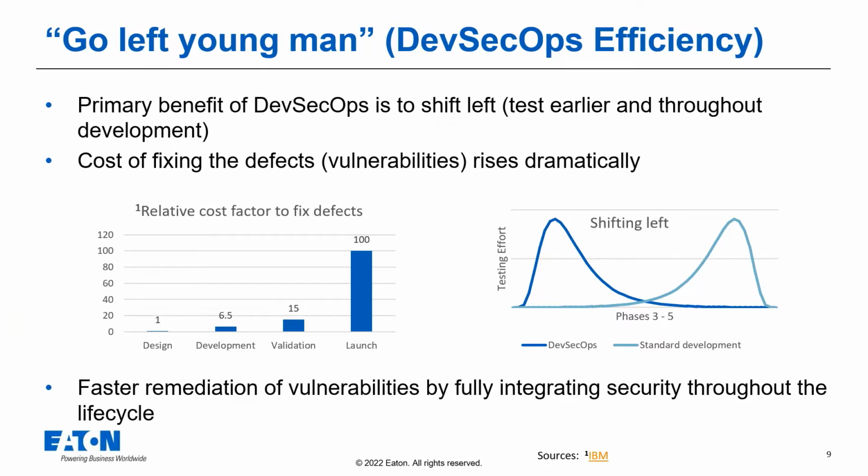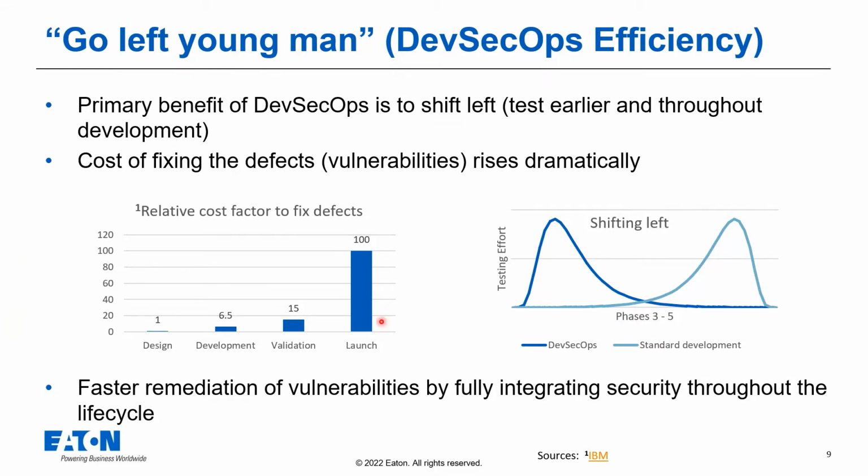So what does that mean? It simply means testing earlier and more often and throughout development. And why is this important? Because as you discover defects, the earlier you discover those defects, as seen in this data here on several studies, the cost to fix a defect rises dramatically the later you discover it.